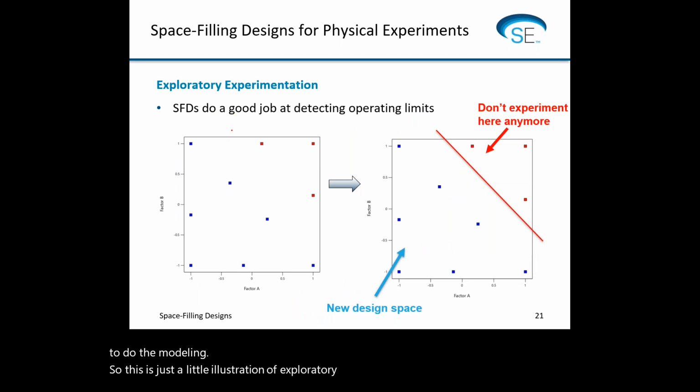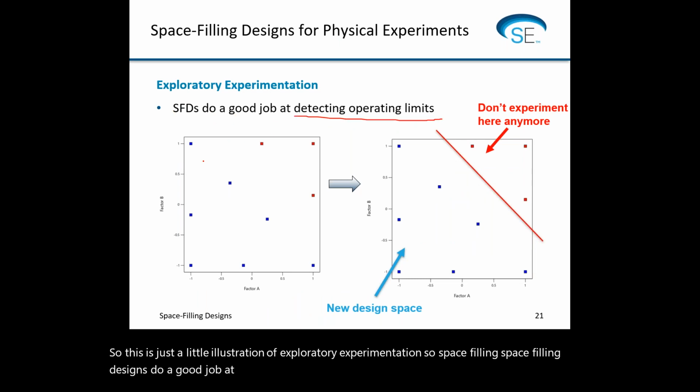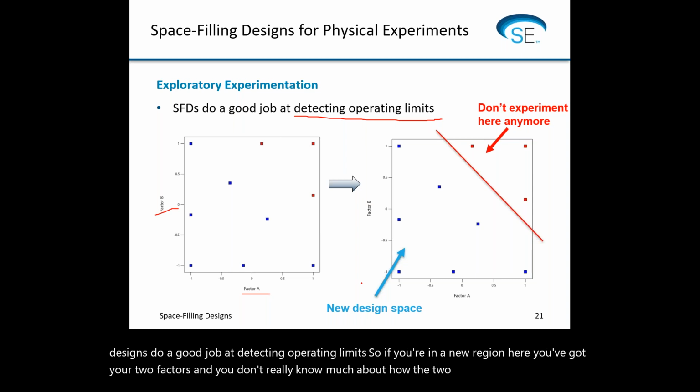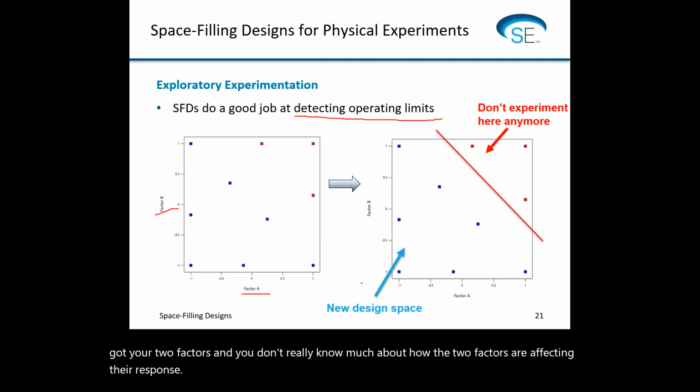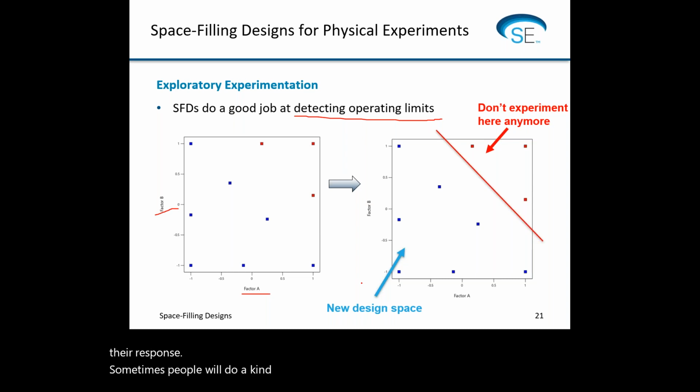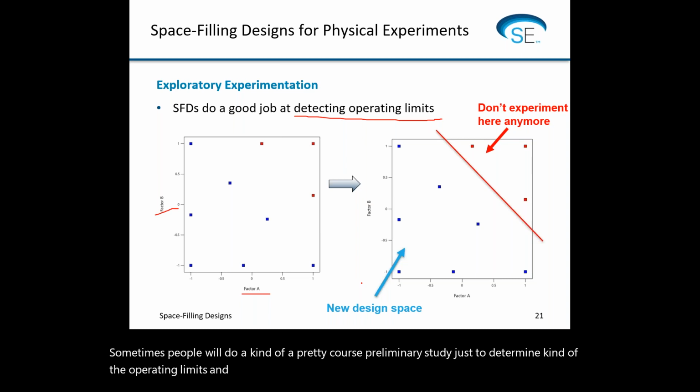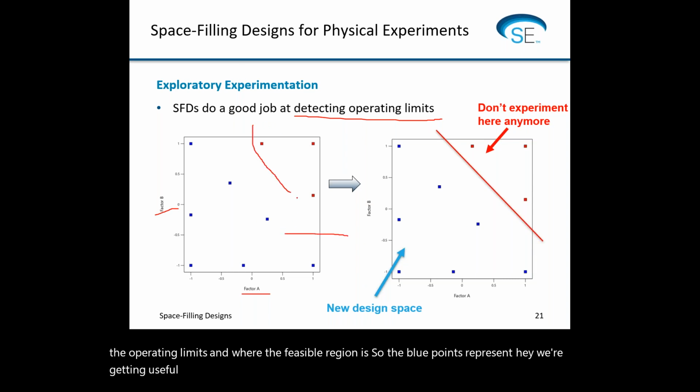So space filling designs do a good job at detecting operating limits. If you're in a new region here, you've got your two factors, and you don't really know much about how the two factors are affecting the response. Sometimes people will do a pretty coarse preliminary study just to determine the operating limits and where the feasible region is. So the blue points represent, hey, we're getting useful data here. The red points represent garbage.